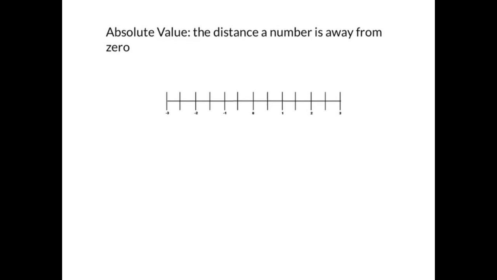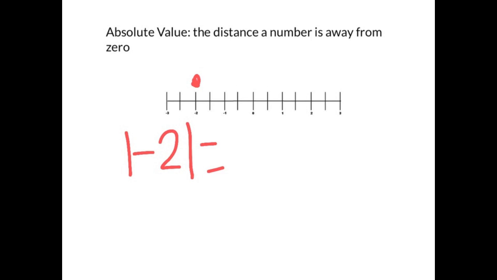Today we are going to be solving absolute value equations, but before we start solving equations, we're going to go over the definition of absolute value. So the definition of absolute value is the distance a number is away from zero. We're going to start off with the example of the absolute value of -2.